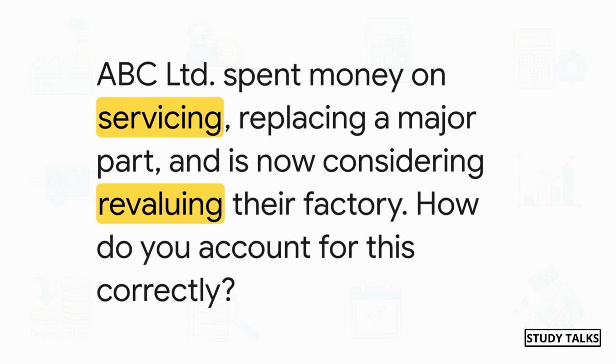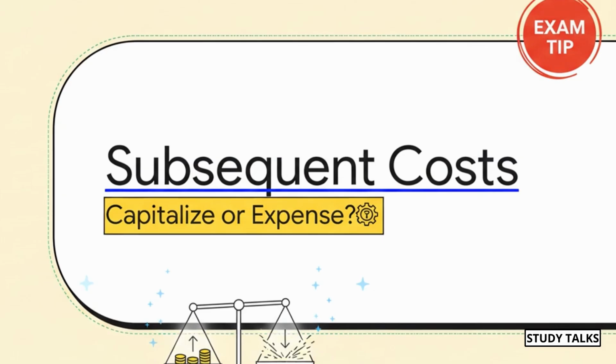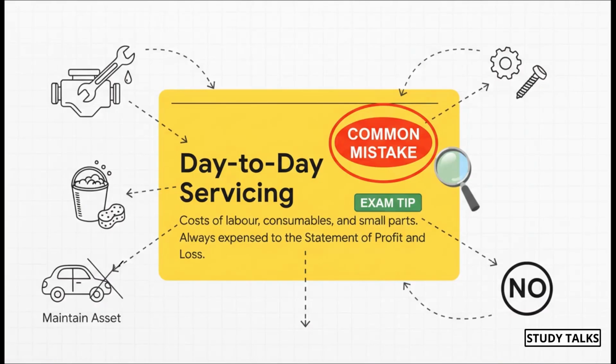And this is what ICAI loves to do. They'll throw all of this into one big question to really test if you understand AS-10. So the question is, how do we untangle this mess? Well, let's go through the rules one by one. All right, Section 1, Subsequent Costs. Capitalize or expense? Seriously, this decision can be the difference between a pass and a fail. This is probably one of the most frequently tested areas from this part of AS-10, so getting this right is, well, it's absolutely fundamental.